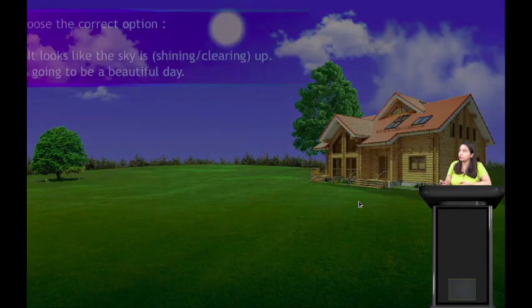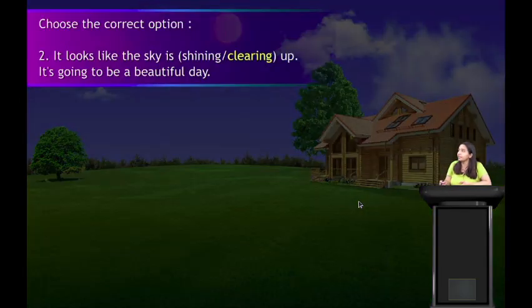Choose the correct option. It looks like the sun is shining or clearing up. It's going to be a beautiful day. I give you 10 seconds to choose between these two, shining or clearing. Alright students, time up. Clearing is the right answer. It looks like the sky is clearing up. It's going to be a beautiful day.